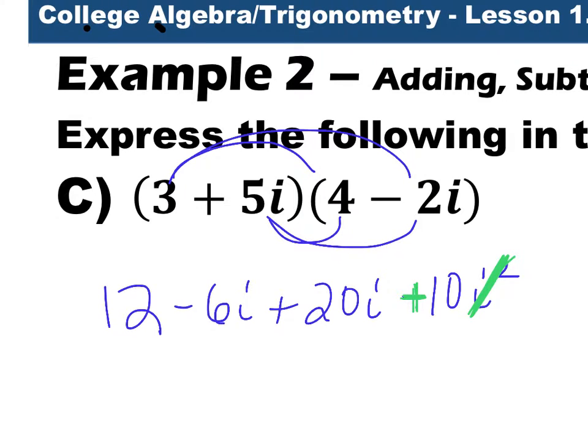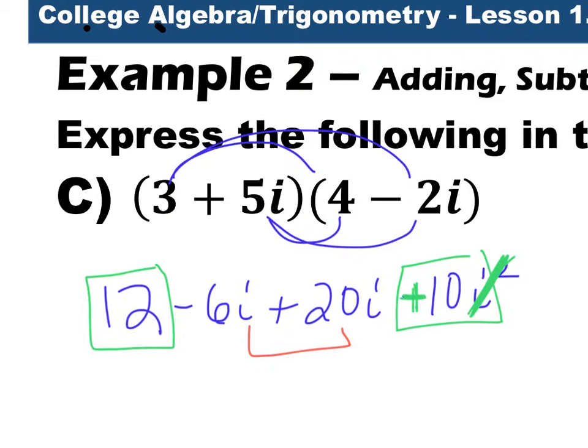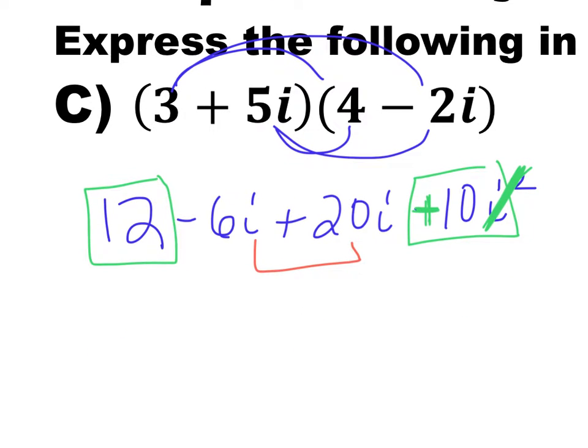When you guys are FOILing, every single time it should work out the same way, that your reals end up on the outside and your imaginary on the inside. Every single time. So I have 12 plus 10, which is 22. What's negative 6 plus 20?